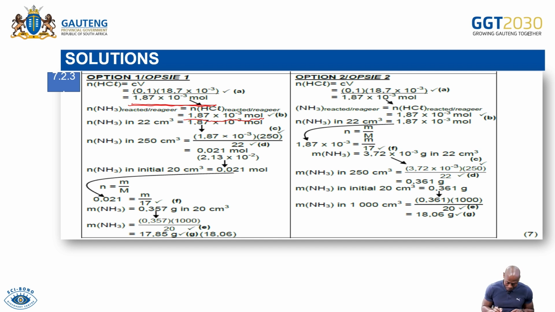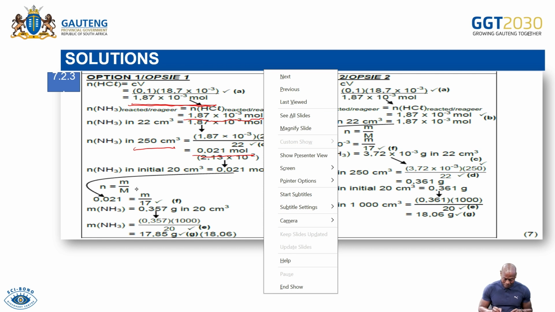Right? Now let's get the number of moles of ammonia in 250. The number of moles of ammonia in 250 will be 1.87 times 10 to the power negative 3 times 250, divided by 22, and that number of moles is 0.021 mole. Then to get the initial number of moles, remember that 20 cubic centimeters of ChemClean was the initial volume. So it's 0.021 mole.